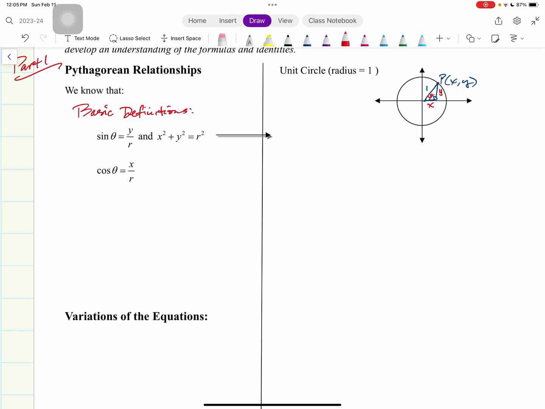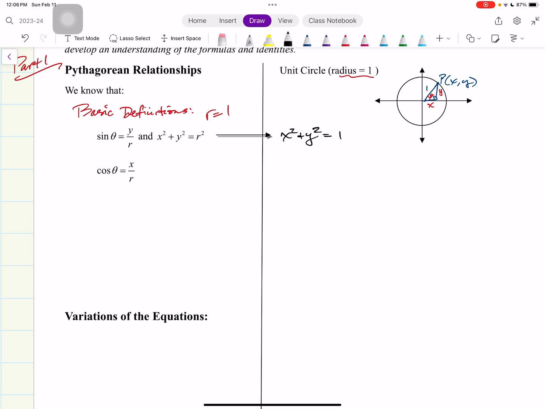And we know the Pythagorean relationship here, x squared plus y squared equals r squared, but in this case we've got a radius of 1. So r equals 1 because you have a unit circle here. So we have x squared plus y squared is equal to 1 squared, or 1. I know it doesn't sound like a whole lot.